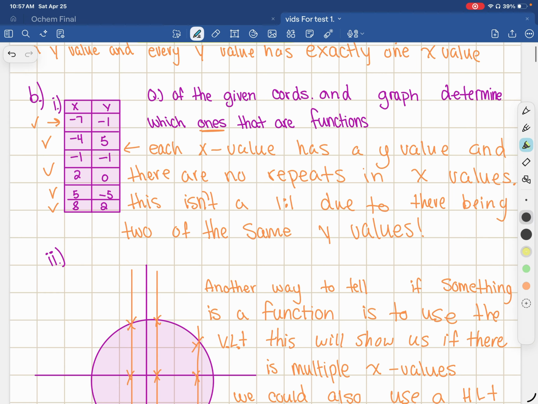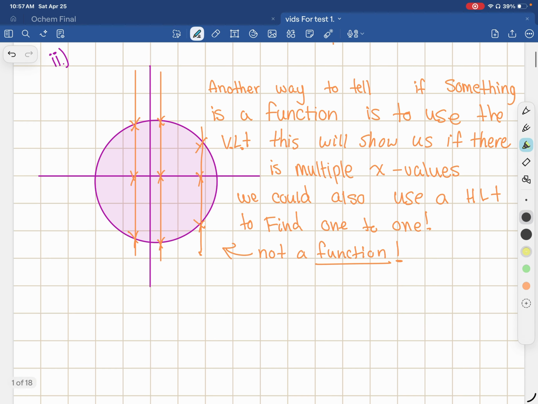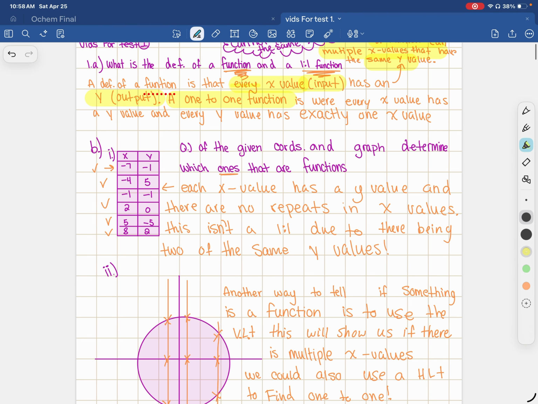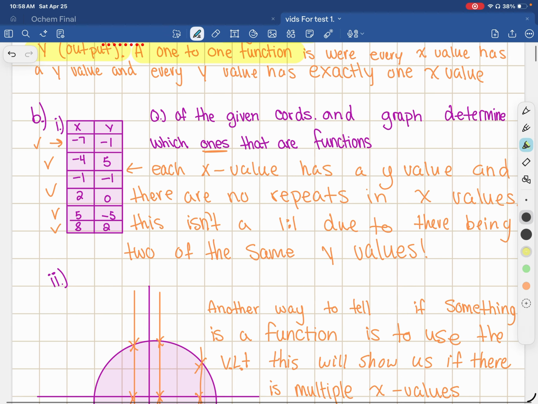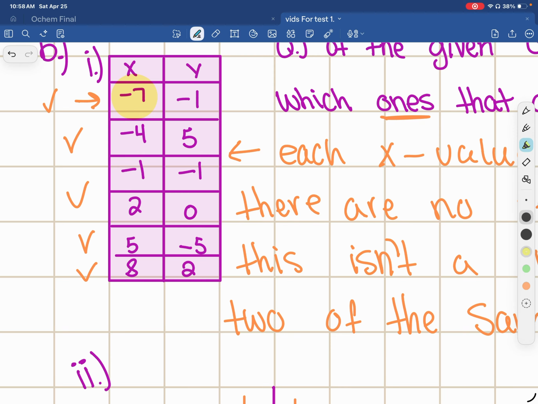So let's explore this a little bit more. B is asking, of the given charts, the table and graph, which is down here, determine which ones are functions. So we're looking just for regular functions here, and we can note if we see a one-to-one or not as well. Looking at this, always check your x values first. We have 7, -4, -2, 2, 5, and 8. We're good. There are no repeats, no multiple x values that would make this not a function.